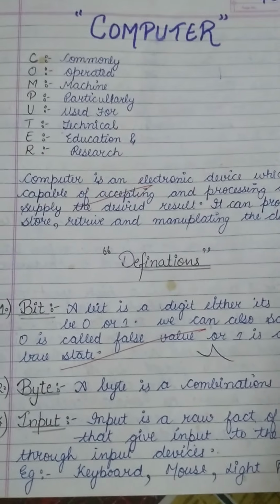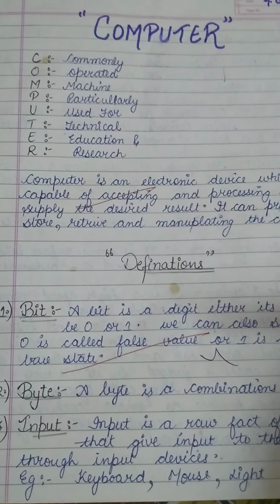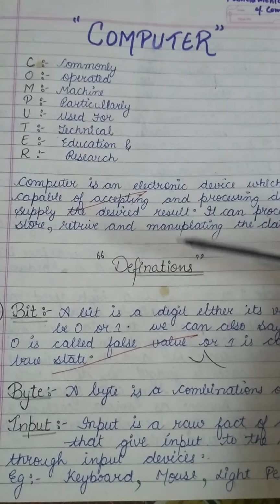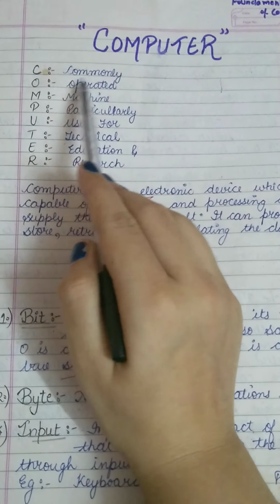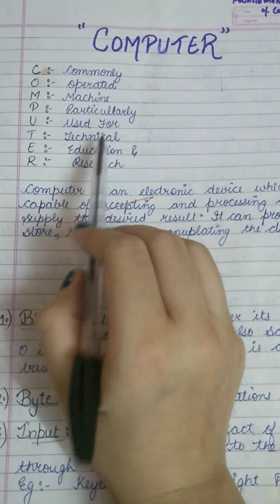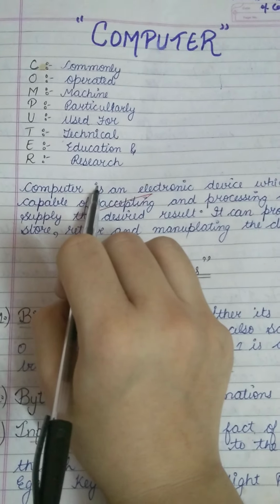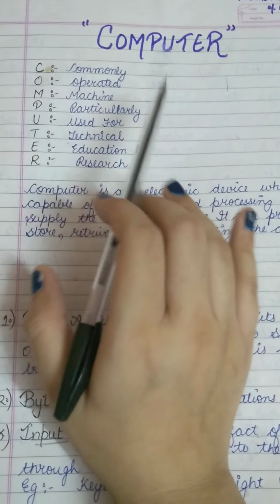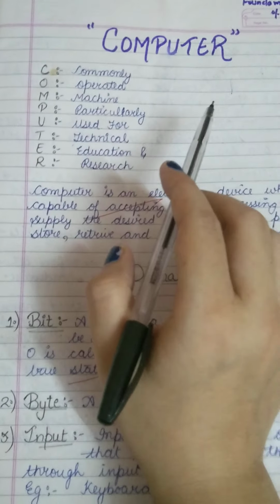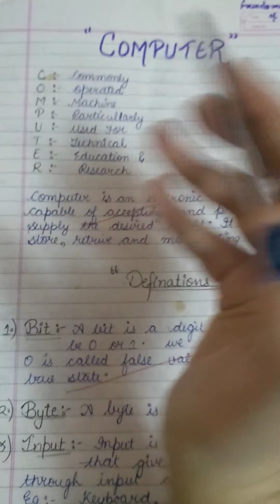Firstly, we learn what a computer is. Before we describe a computer with its definition, we learn the full form of computer. The full form of computer is commonly operated machine particularly used for technical education and research. It means the term can be used in the technical field for education, and we can research anything that can be used in our daily life through Google.